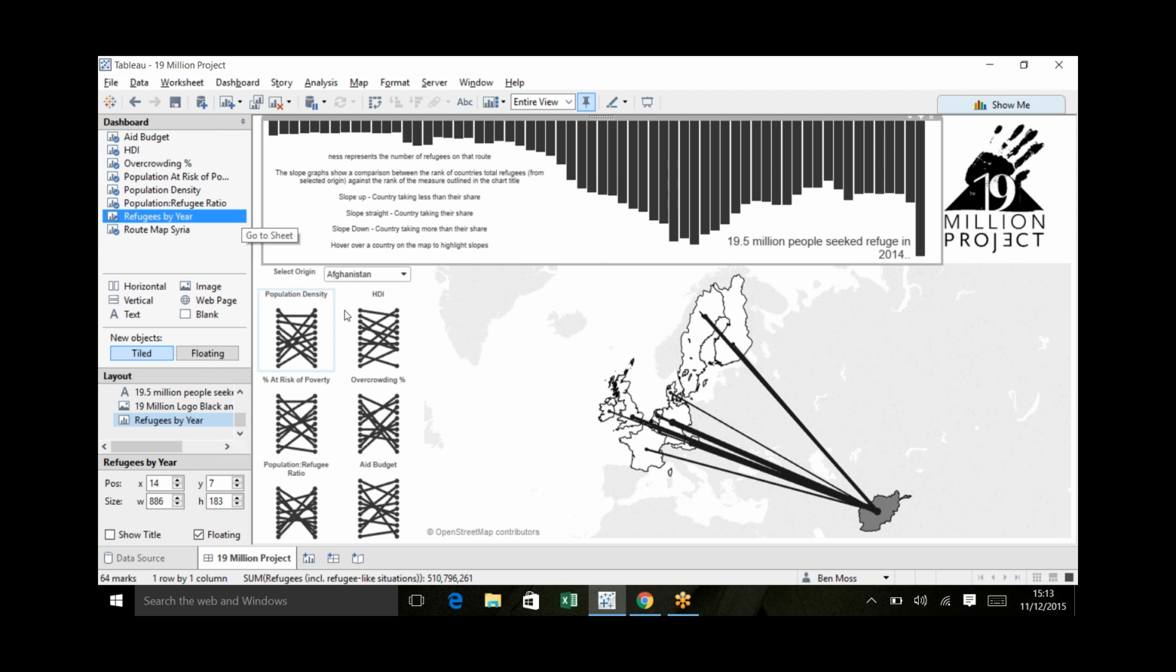For me, the slope up, slope down thing is not intuitive because when it slopes up, it's less than their share, whereas up normally means more. So it takes me a while to think, oh, up means they're less. So you're thinking it might be better to reverse the logic on that. I think that would make more sense. Okay. So really good.